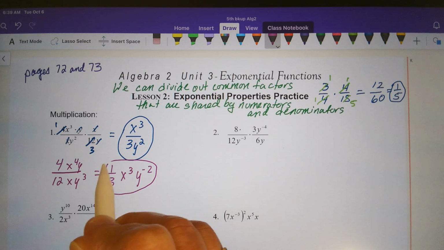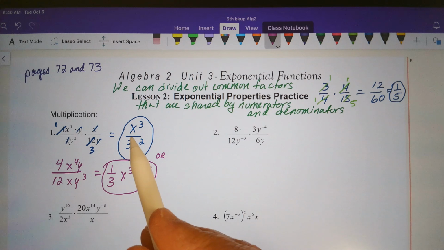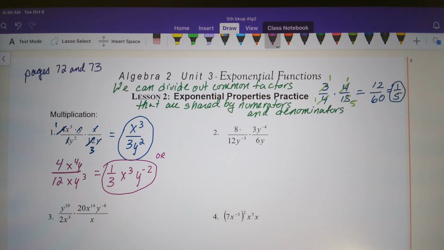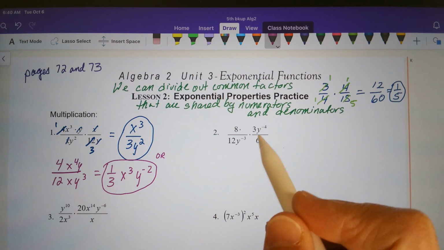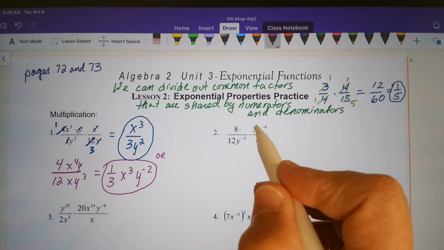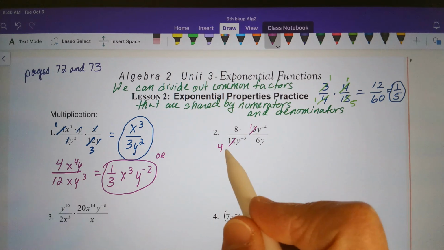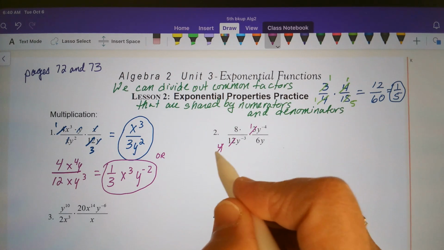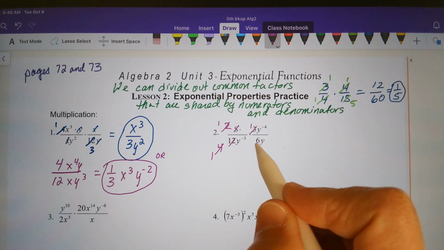So this is also a correct answer, which is equivalent to this. So it's whatever you're comfortable with, whatever your preference is. Okay, so number 2, I'm going to first reduce the numbers here, like the 3 goes into 12 4 times, and then the 4 goes into 8 twice, and the 2 goes into 6 3 times.